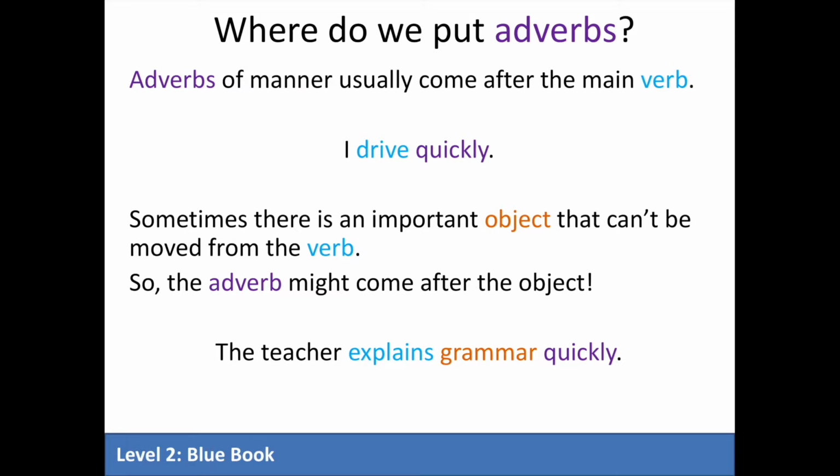Adverbs of manner usually come after the main verb. For example, I drive quickly. However, sometimes there's a really important object that can't be separated from the verb. So the adverb might come after the object. For example, the teacher explains grammar quickly.